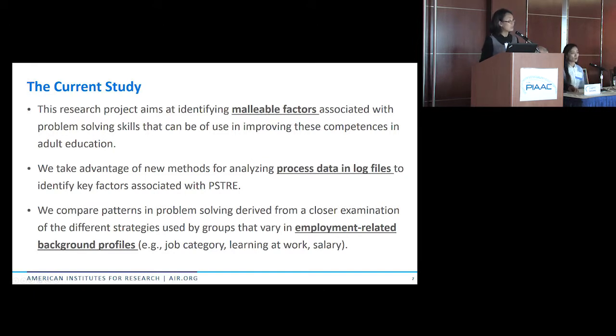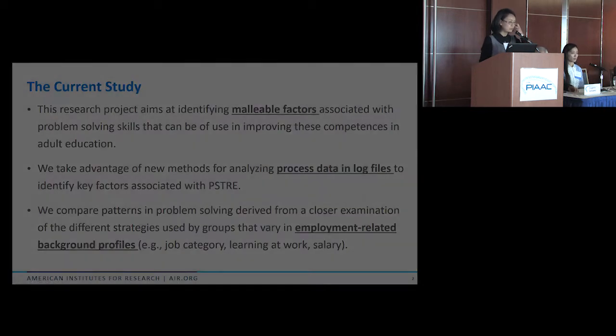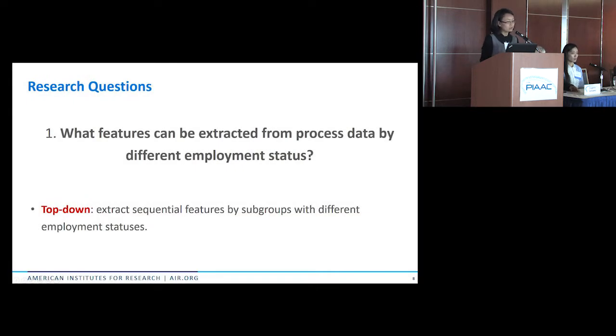So we will have three research questions. The first one is we want to understand what features can be extracted from process data by different employment status.